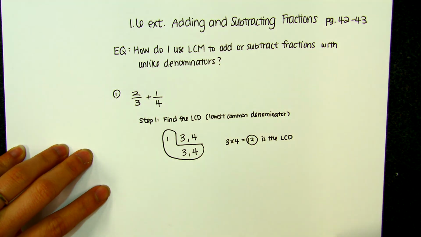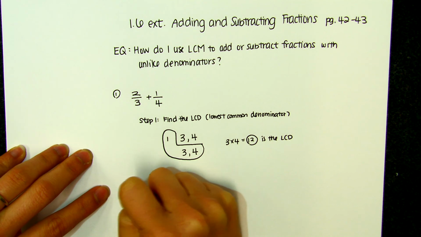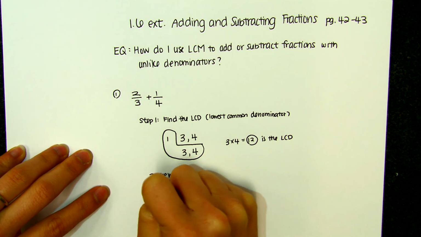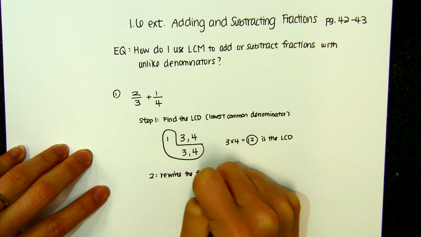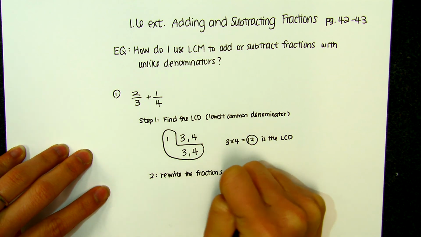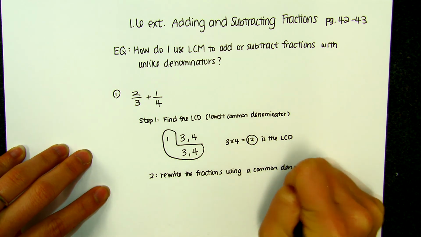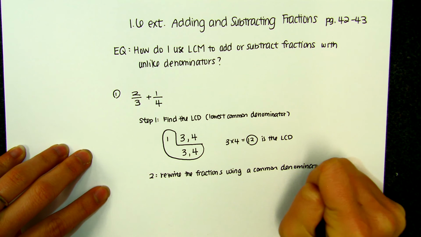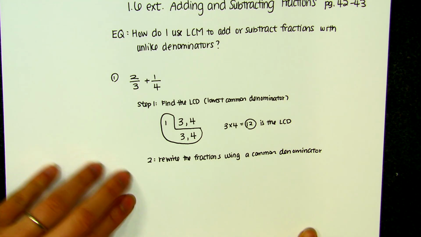That's step 1. Now, step 2 is we need to rewrite the fractions using a common denominator. Now let me shift the paper up a little bit.